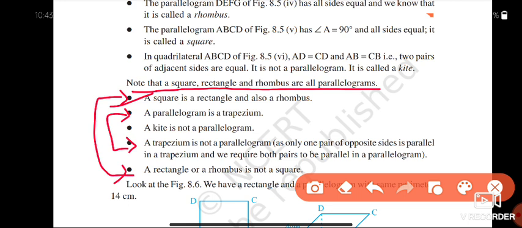Then a kite. A kite is not a parallelogram. It is strictly mentioned over here. A kite is not a parallelogram because we do not have any parallel sides in a kite. We only have adjacent sides in a kite, and those are not parallel, they are equal. So a kite is not a parallelogram.